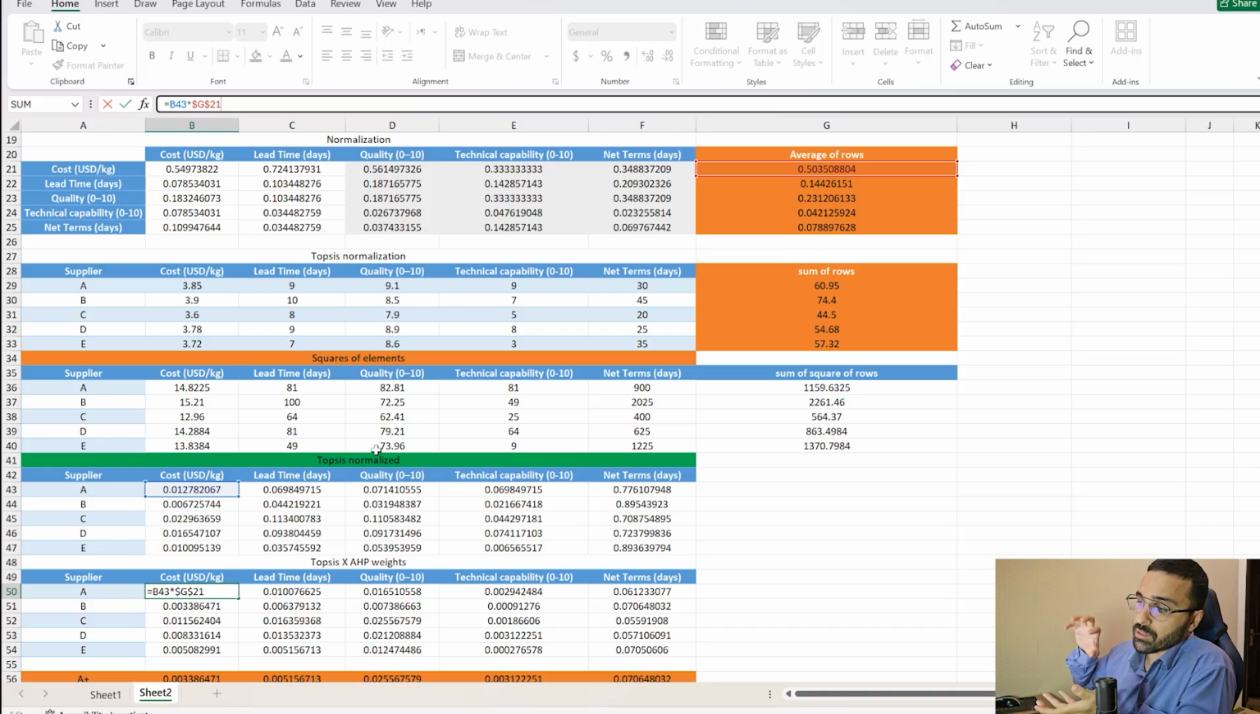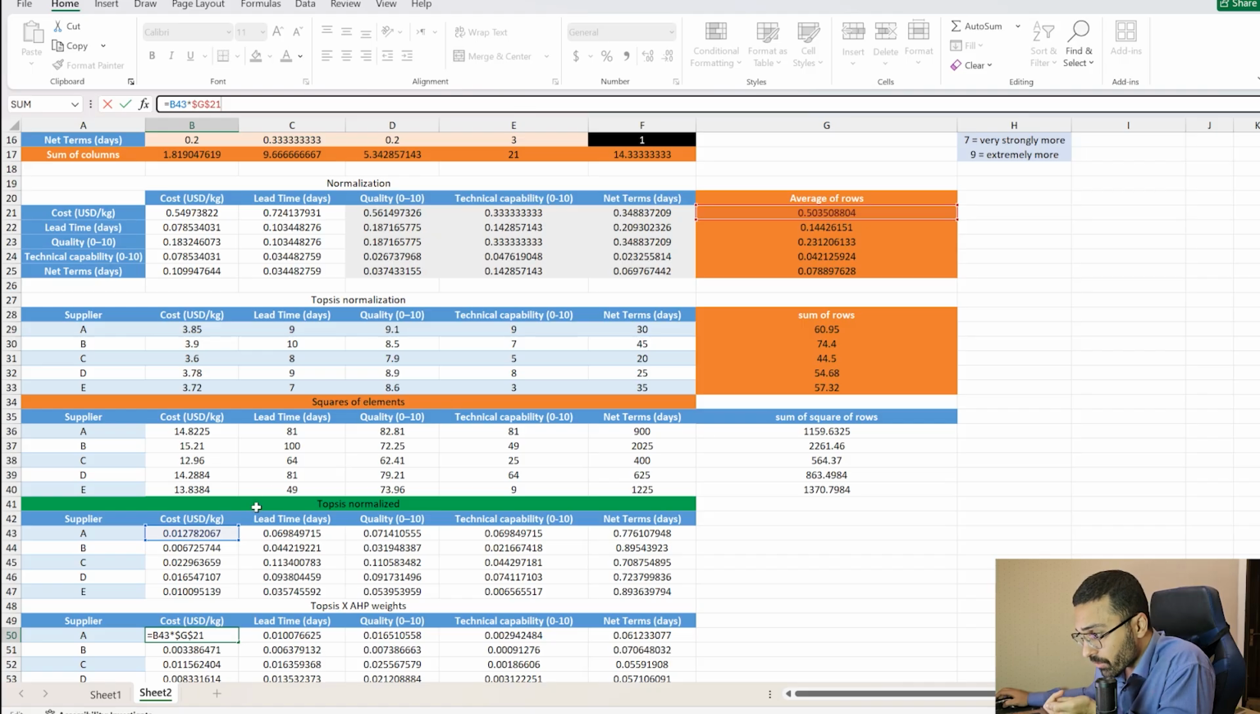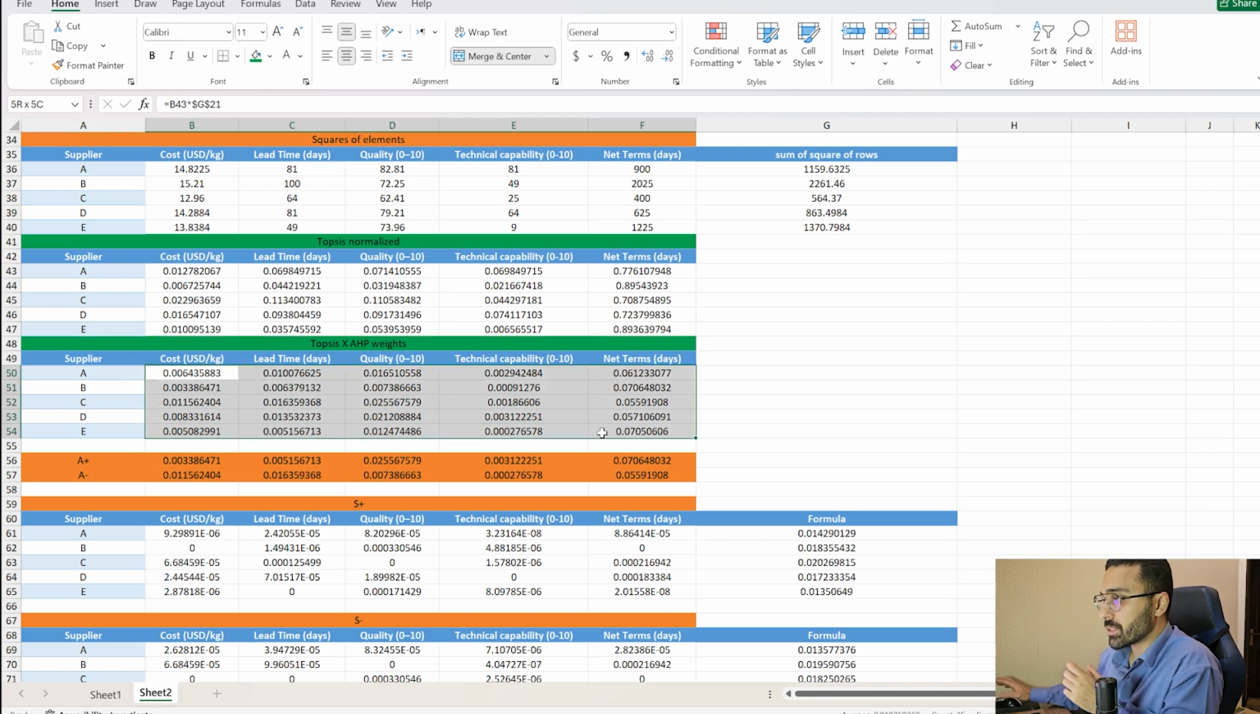We have the TOPSIS normalized elements here, as you can see, the cost, and I have multiplied this value by the weight of the cost criteria. So this is our TOPSIS with AHP weights applied on it. By now we have almost done about 80% of our analysis.